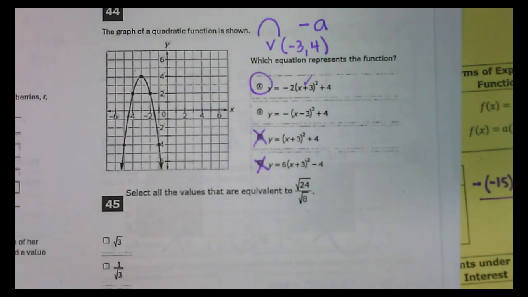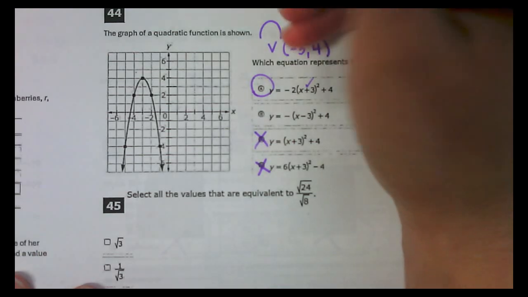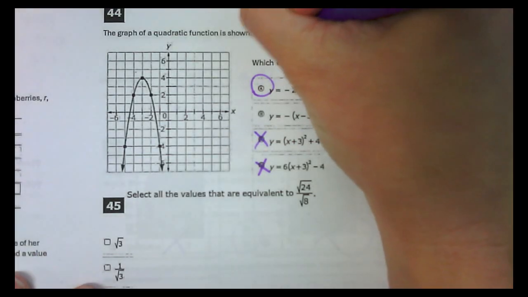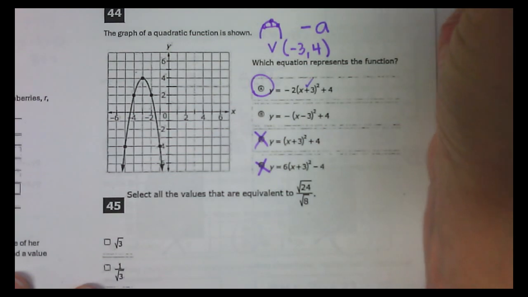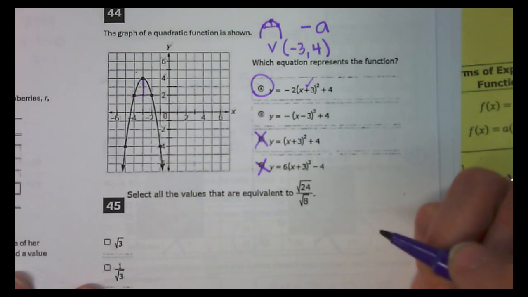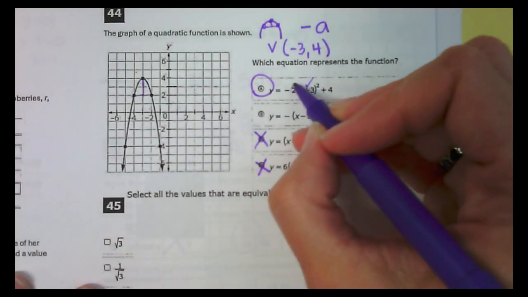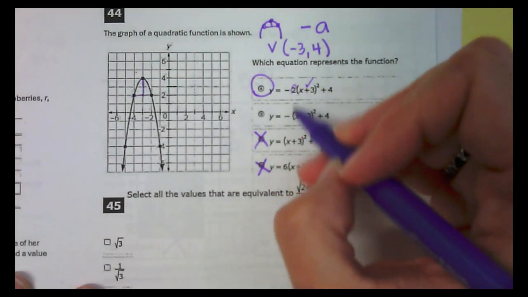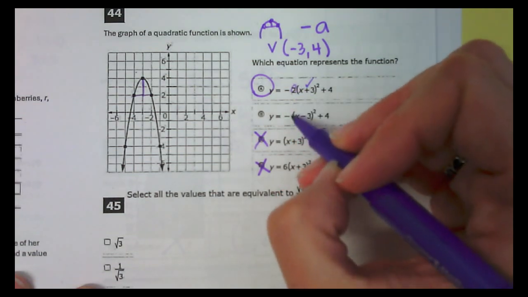There's another characteristic we can look at to help us. We know that our parent function, to get to our next point, goes down 1 over 1, down 1 over 1. On this graph, it goes down 2 over 1, down 2 over 1. So that tells us we'd have to have a 2 out here for the A. That was the other difference between these two that we could have looked at.